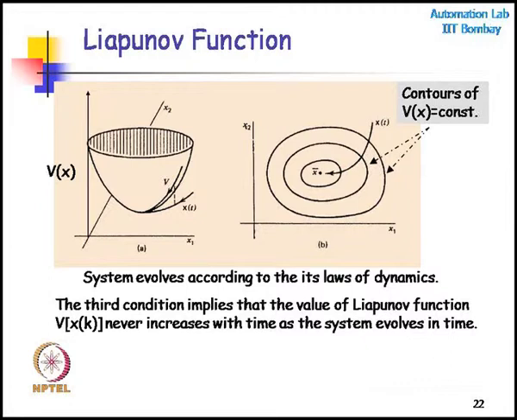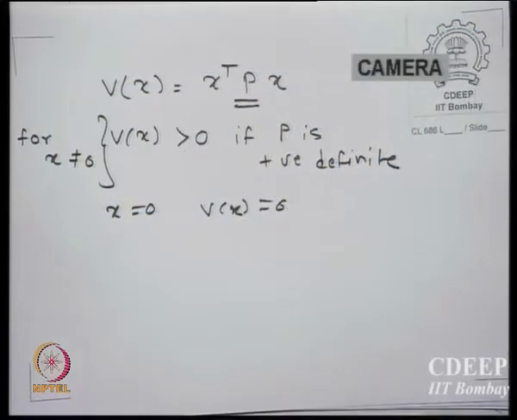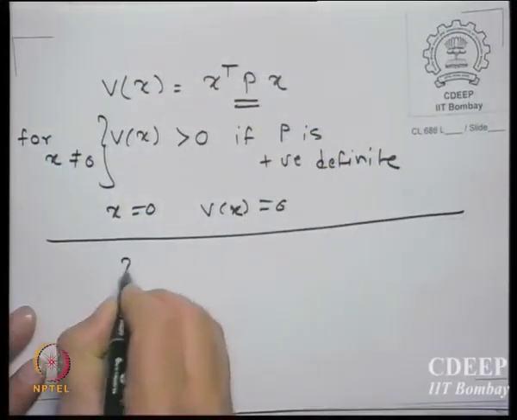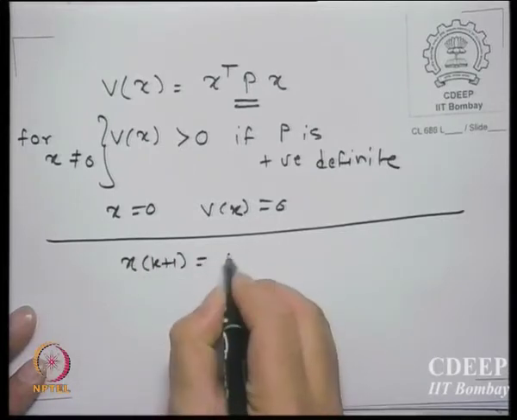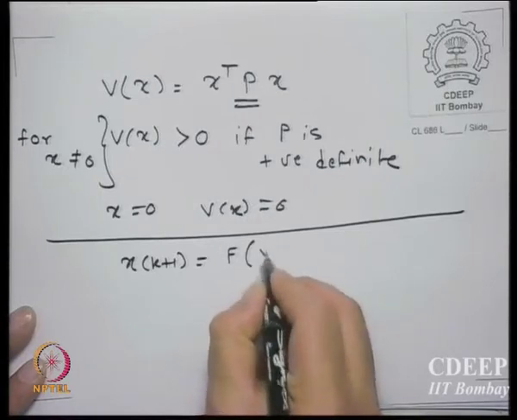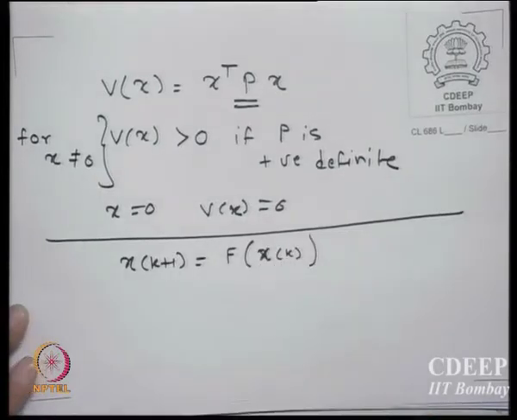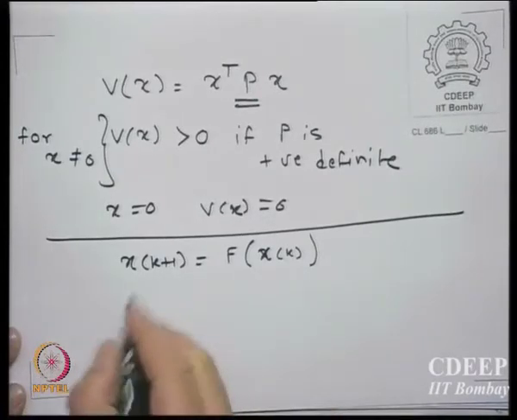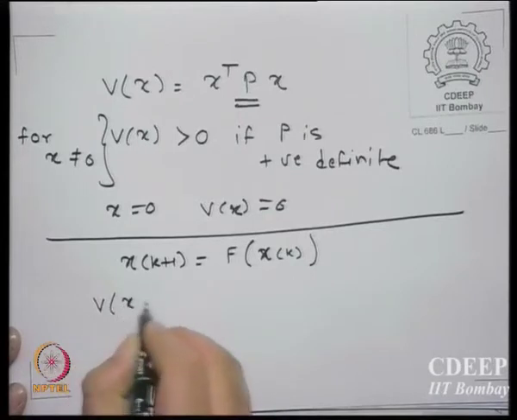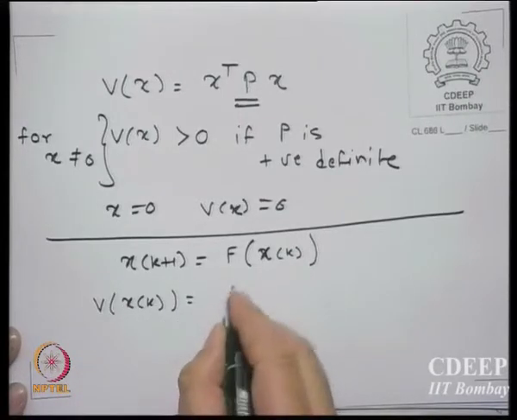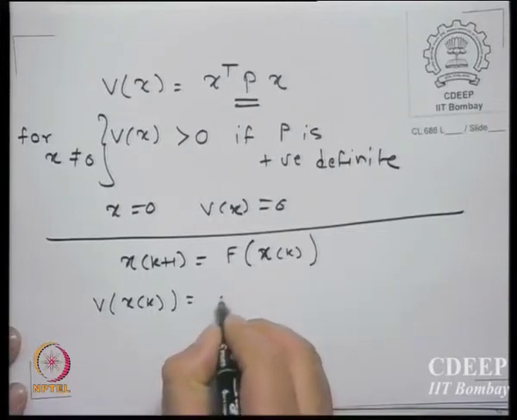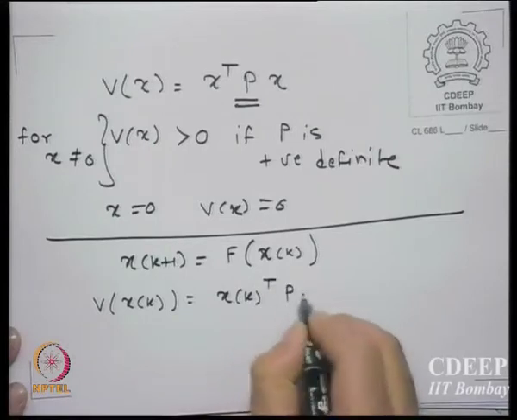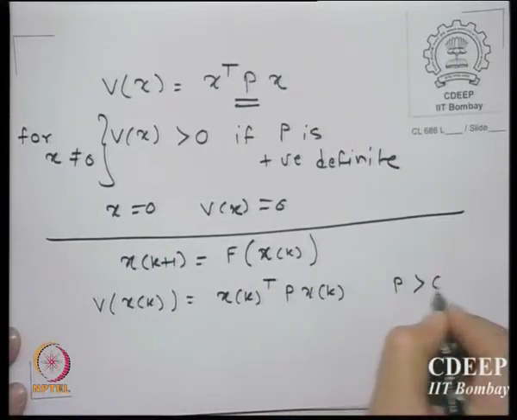If I can find a function for a given system which obeys these three conditions, then whether this will happen or not will depend upon the system matrix. You can go back and see here. My system evolves according to x_(k+1) equal to f of x_k. Now let me define this V of x. V of x_k, let's say, I have defined as x_k transpose P x_k, where P is a positive definite matrix.